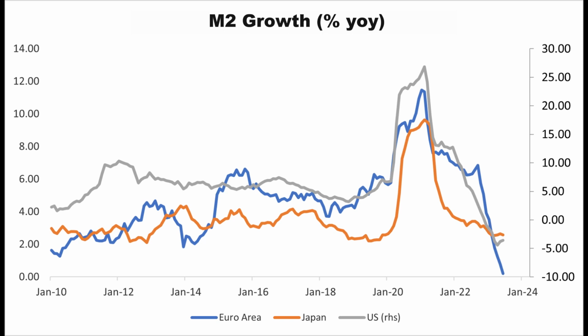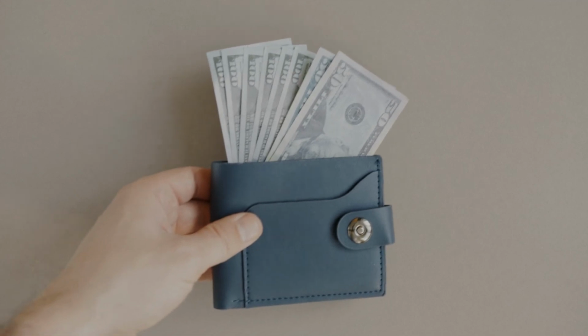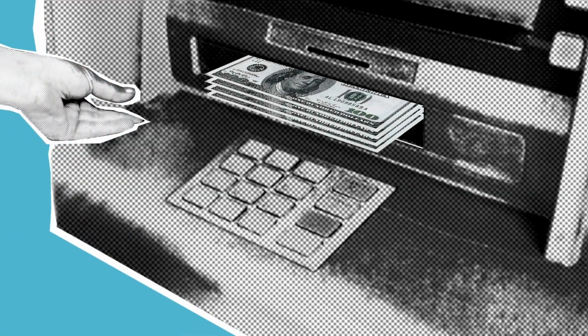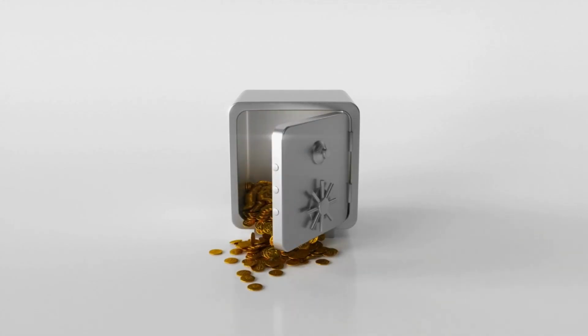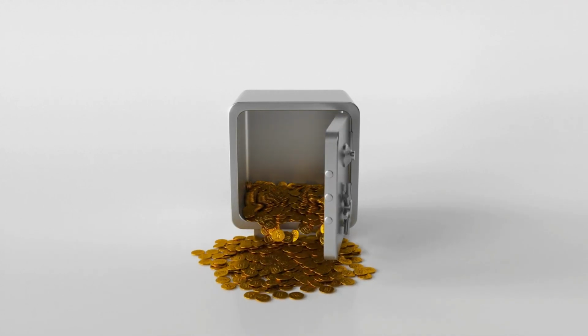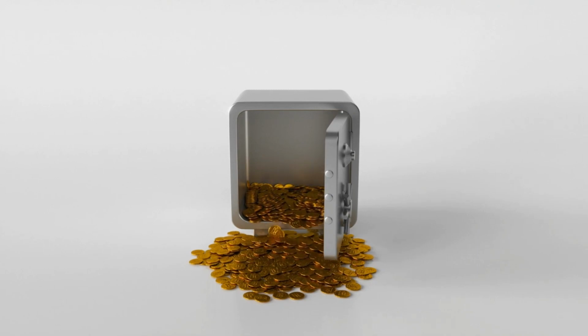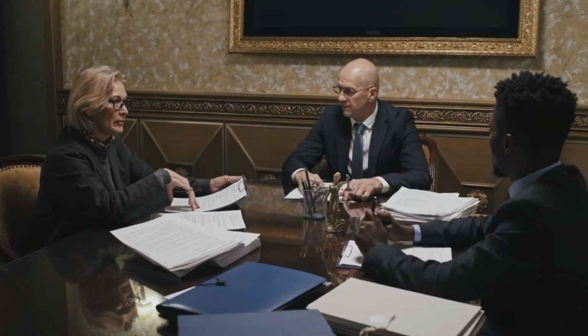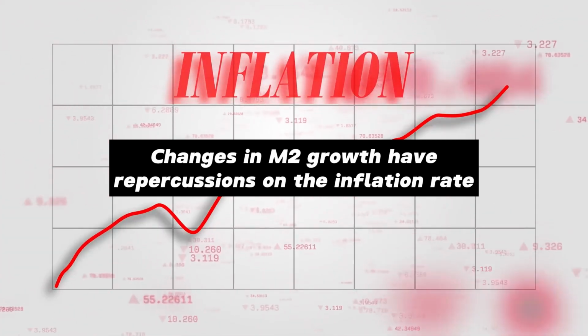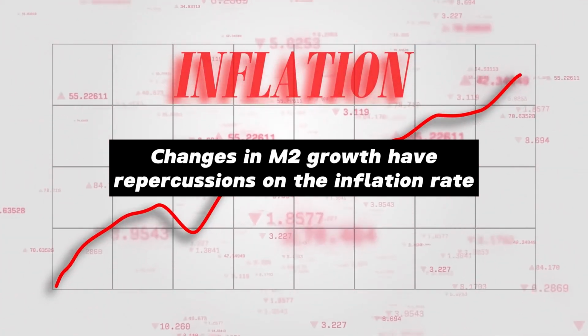For viewers who are not familiar with economic terms, M2 is a broader measure of the money supply compared to M1. M1 refers to the physical currency in our pockets and checking accounts in the bank. M2, on the other hand, includes not only M1 but also a wider range of financial assets that are readily available for spending or investment. M2 helps economists and policymakers understand the amount of money available for people and businesses to use for transactions, investments, and savings. Put simply, changes in M2 growth have repercussions on the inflation rate.